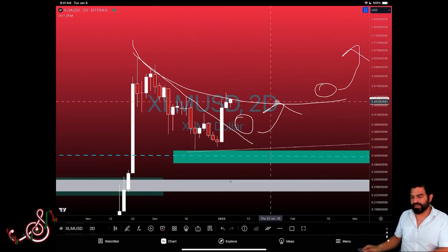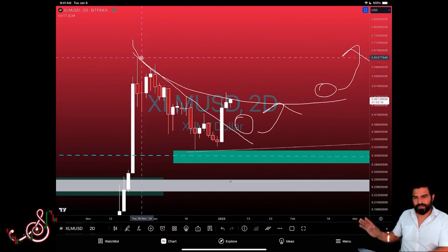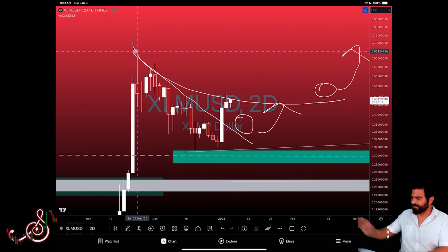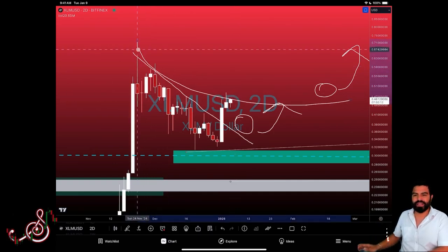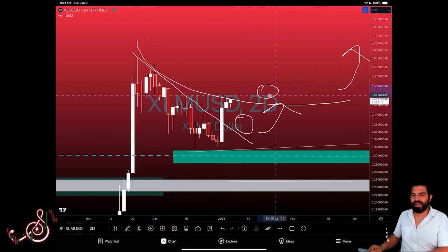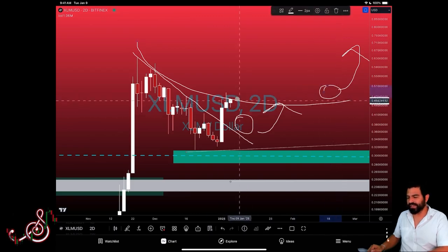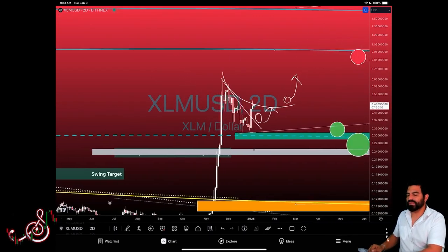But if there is another parabolic that might have formed, I suspected it might have been along this angle, something like this, which means we might be in for another move quite soon, but we're still not in that territory. We're just still sitting up here. So we need to watch this a little bit more carefully.